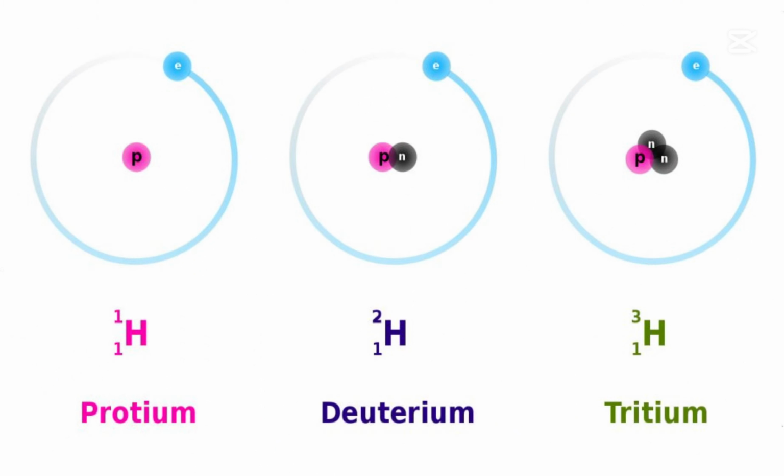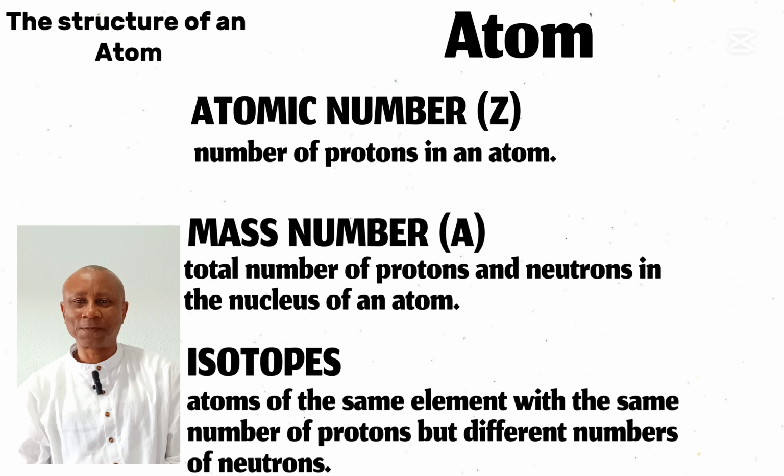What of hydrogen isotopes? We have hydrogen-1 called protium, hydrogen-2 called deuterium, and hydrogen-3 called tritium. They are different, but they have the same number of protons. Protium, 1 proton. Deuterium, 1 proton, 1 neutron. Tritium, 1 proton and 2 neutrons. It's the same element, but with different mass numbers.